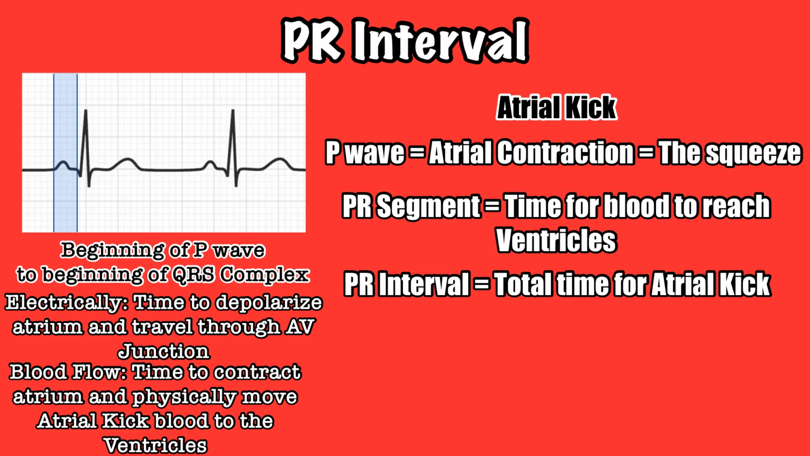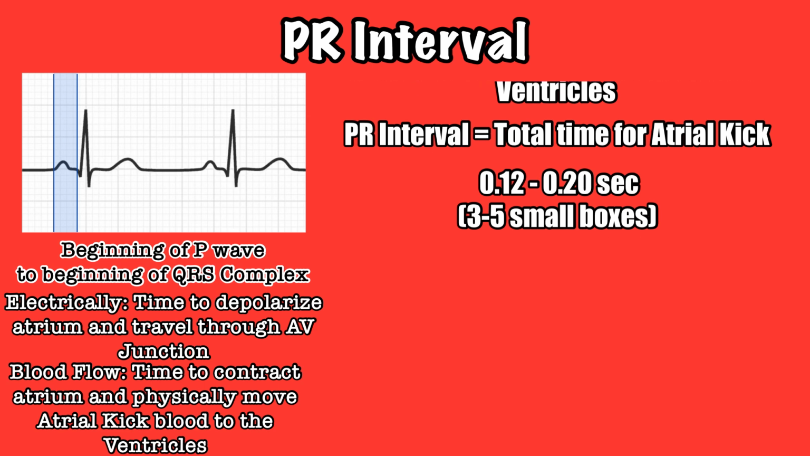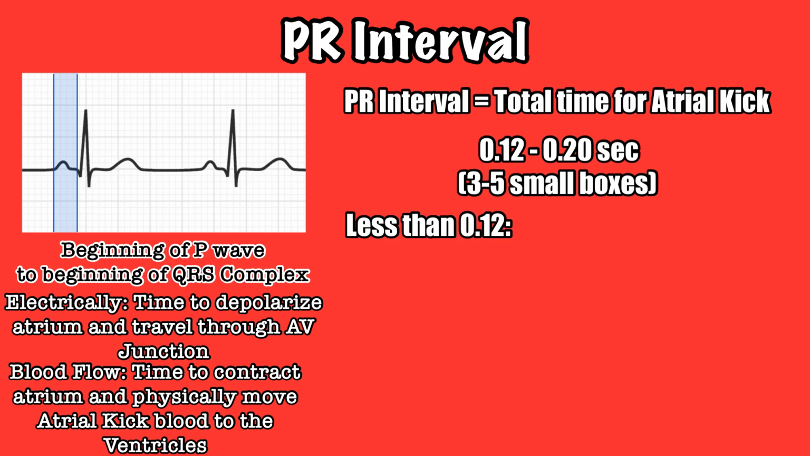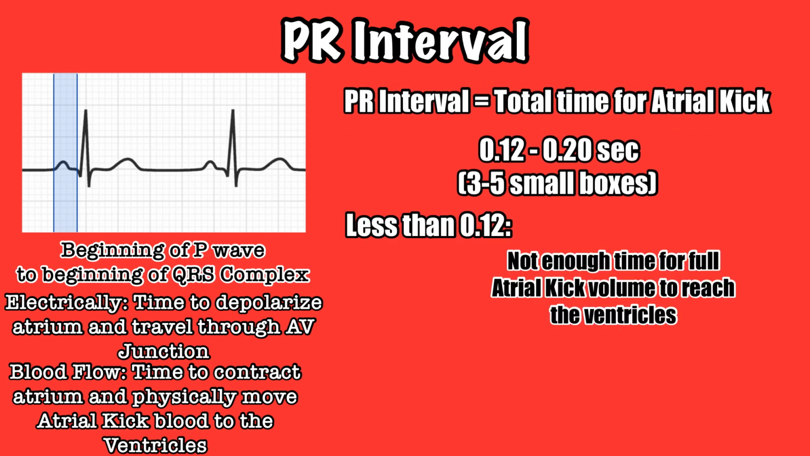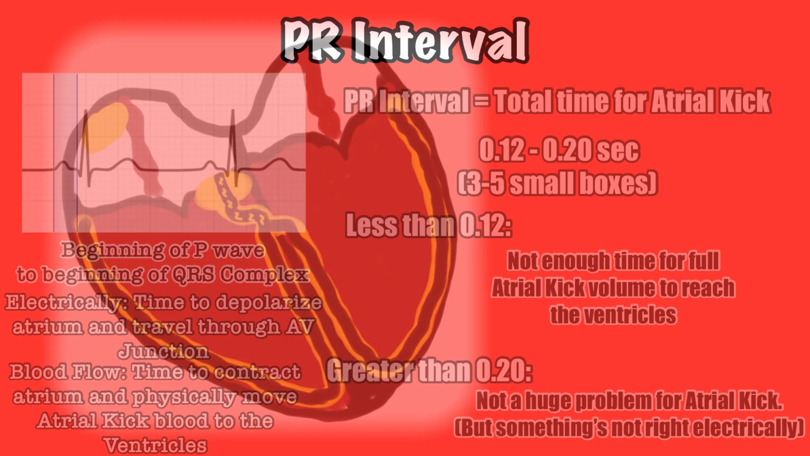And what is long enough? The PR interval should measure between 0.12 and 0.20 seconds, or 3 to 5 small boxes. Anything shorter than 0.12 seconds, and there isn't enough time to get all the blood moved, and we lose some of our atrial kick volume. Anything longer than 0.20 seconds, and there's no real problem with blood movement. But it does mean something isn't working quite right, and we'll cover that in a later video.